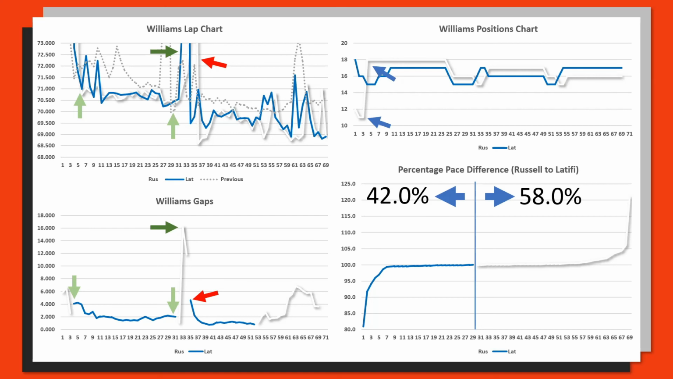And then directly after George Russell's pit stop, we can highlight this section in yellow here. And for the first couple of laps, he definitely takes advantage and slices down Nicholas Latifi's gap, which is shown here. It comes down very, very quickly from 4 seconds to well under 2 seconds, around 1 second.